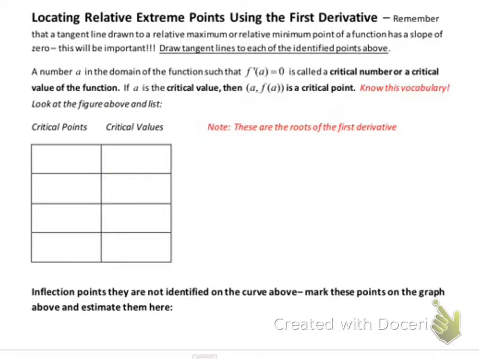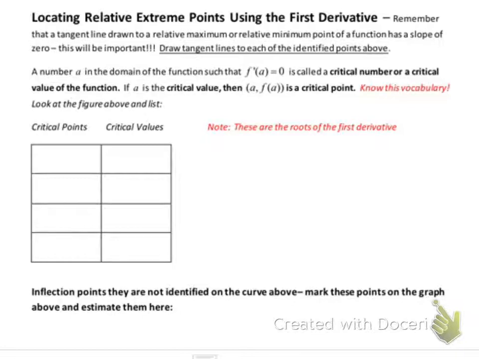Okay, so looking at what it says on this bottom half of the first page of notes for 2.3, it says locating relative extreme points using the first derivative. Remember that a tangent line drawn to a relative max or a relative min point of a function has a slope of 0. So we have already drawn those tangent lines in, and I know that those lines that are tangent are horizontal, and since they're horizontal, they have a slope of 0.